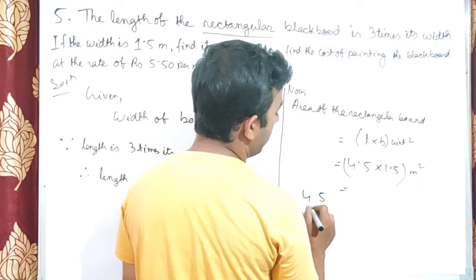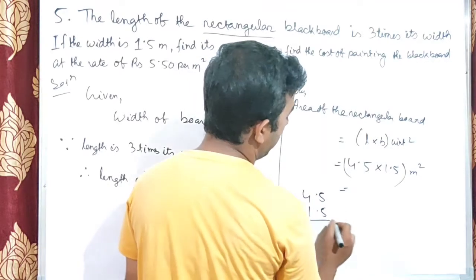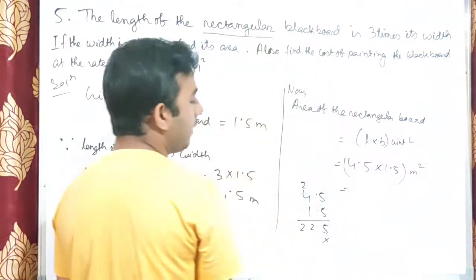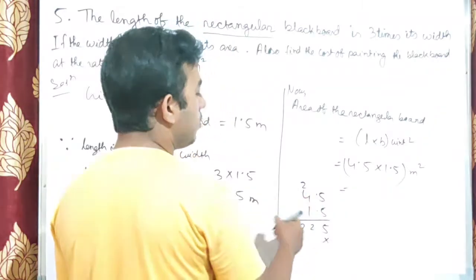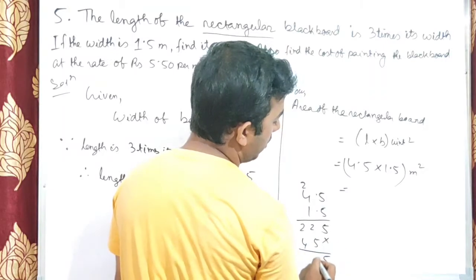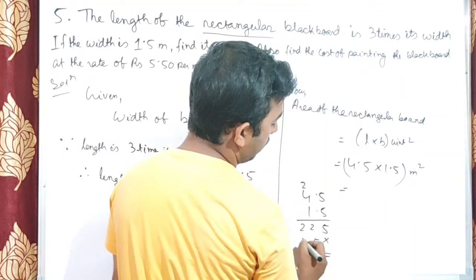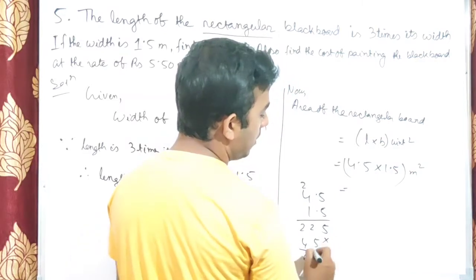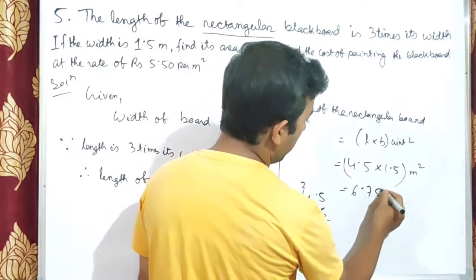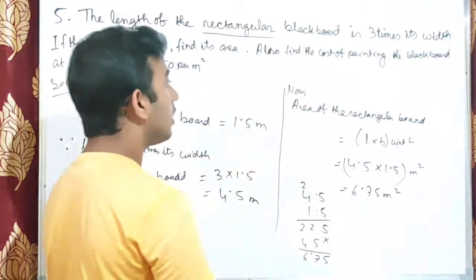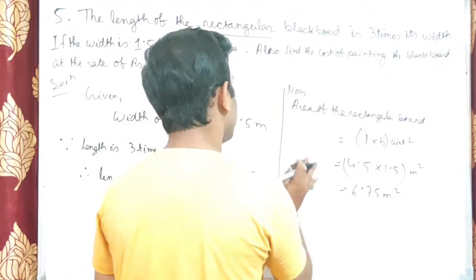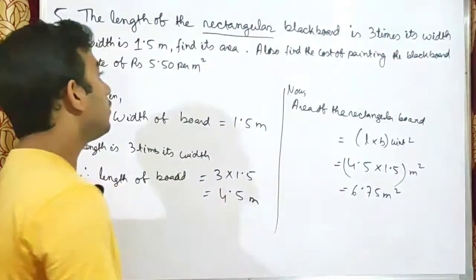Look, 45 and 15. 5 into 5 is 25, remainder 2. 5 into 4 is 20, 22. Then 5, 4, and 5 plus 6, 7... so it will be 675. The decimal is at 2 places, so it will be 6.75 meter square. Clear? So the area of the rectangular board is 6.75 meter square, isn't it? Now we have to find the cost of painting the board.